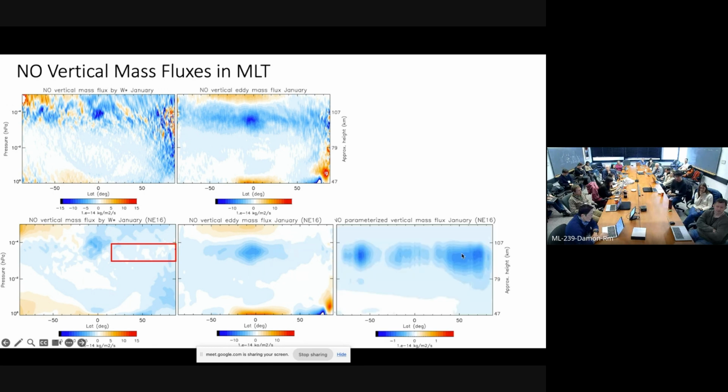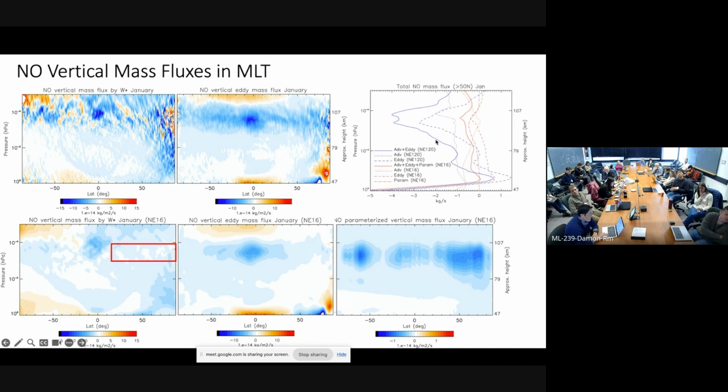And then this is the additional term from the KZZ, the parameterized gravity wave. And it does provide a very consistent downward flux. But the magnitude is about an order of magnitude smaller than what we saw in the high resolution. But you can understand now if you tune this up or down, that will control to some extent the nitric oxide in the MLT region.